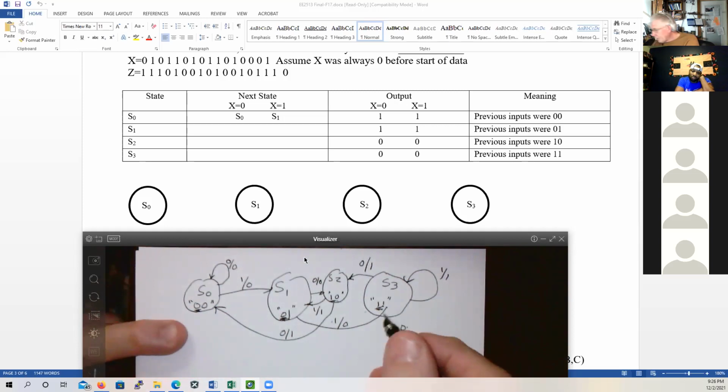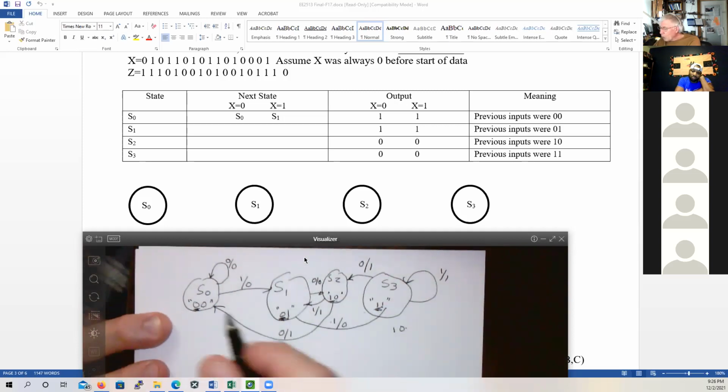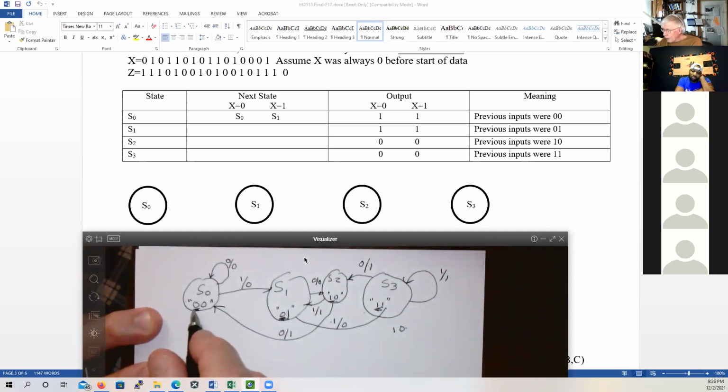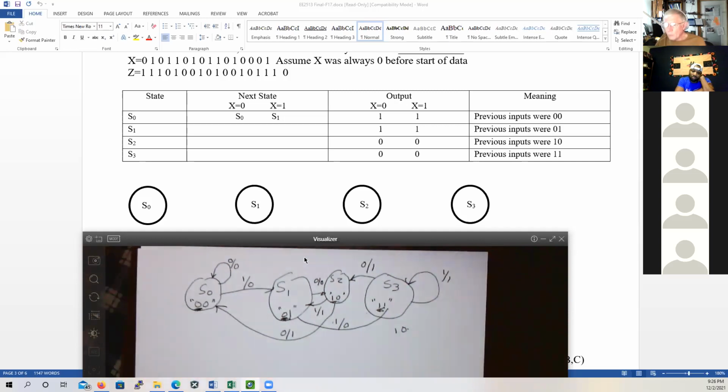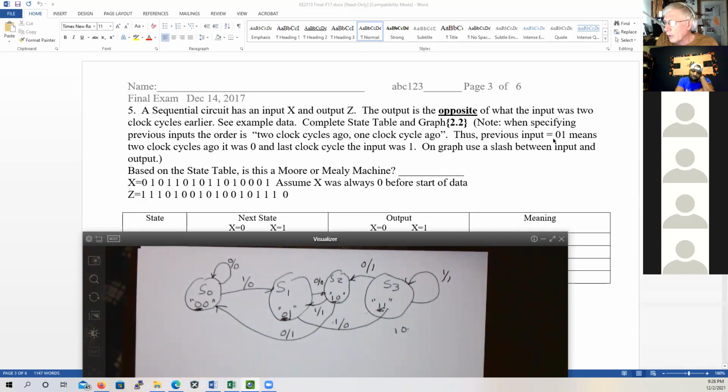But anyway, whenever you want to figure out, in this case, what's your oldest value? Well, it's what are you going to output? So what does the actual thing say? It says the output is the opposite. Oh, okay, I lied. The output is the opposite of what the input was 2 clock cycles earlier. Well, I made it the same in this case, but you could do it with the opposite too.